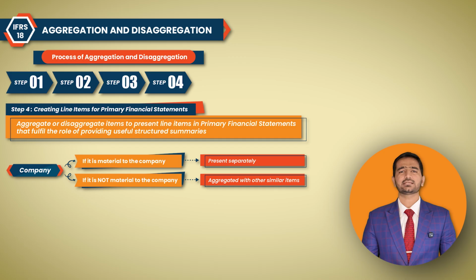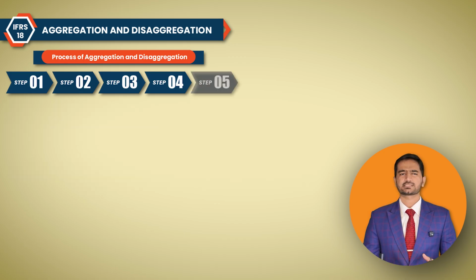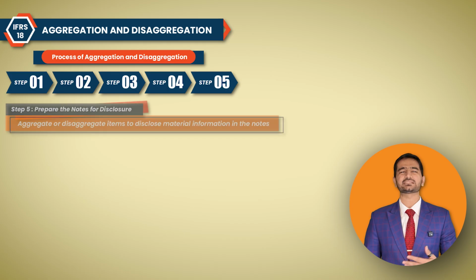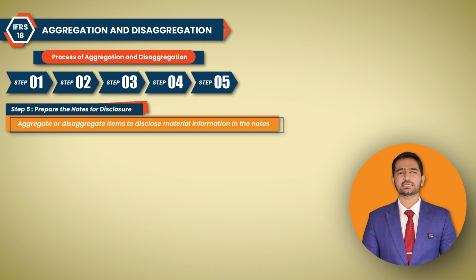Okay, now let's come to the final step. Sometimes you cannot mess up your primary financial statements with too much detail, right? But you still need to give the users more information. And that's where notes to the financial statements come in. IFRS 18 says if you aggregate items into one line item in the primary financial statements, but the detail inside is material, then you must disclose that breakdown in the notes.